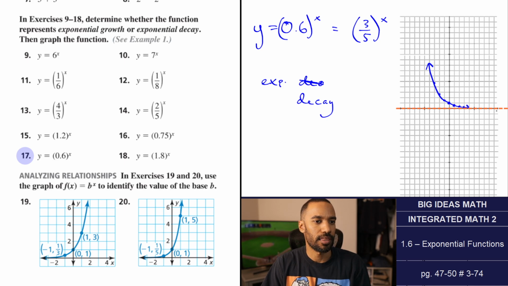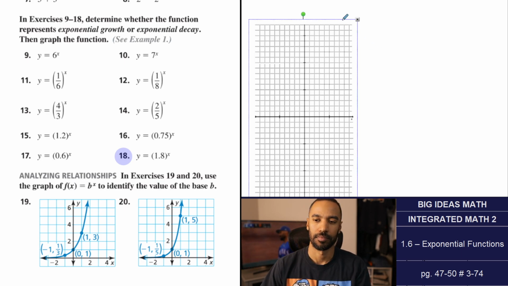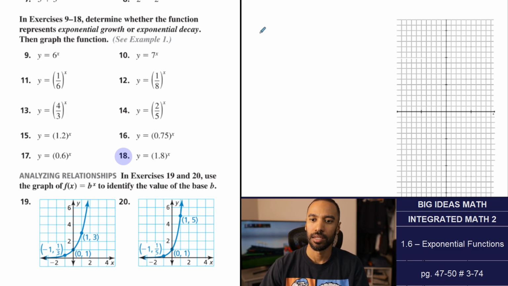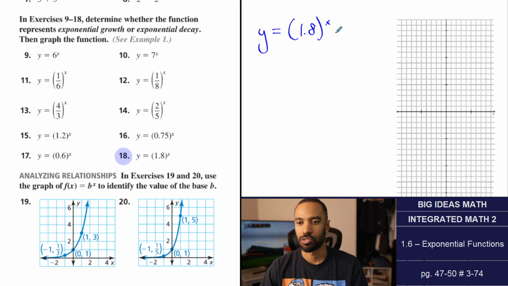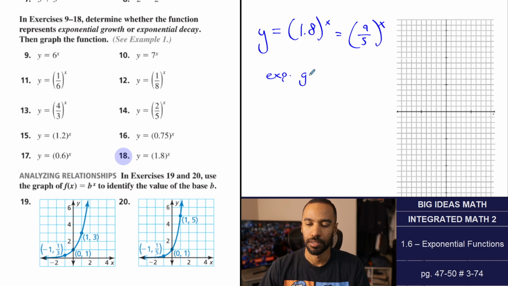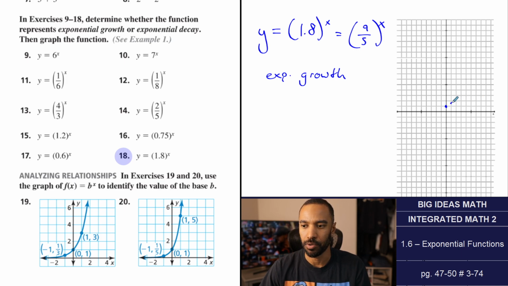And then the last one on this section, number 18, y equals 1.8 to the x power, which is also 9/5. This is exponential growth. And starting from 1, we take 9/5 of 1, 1.8. We actually know that number. So we have 1.8 the first time.